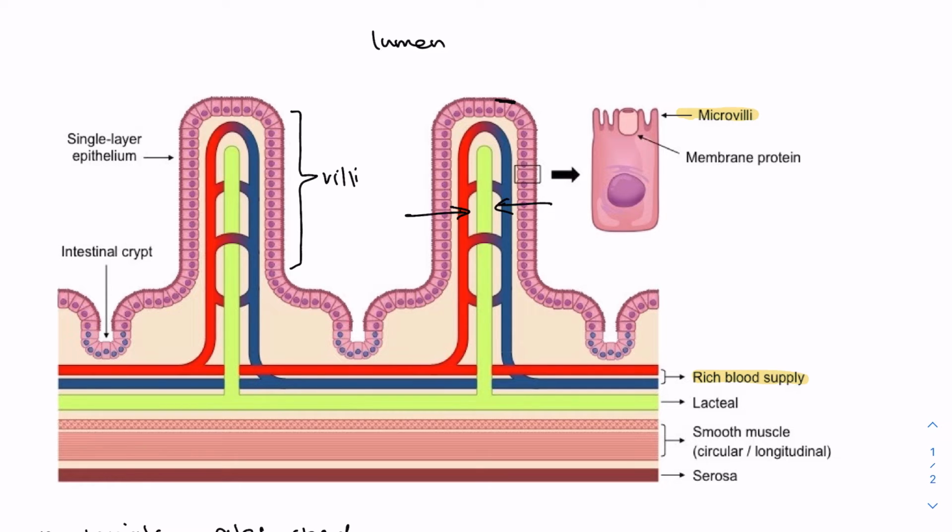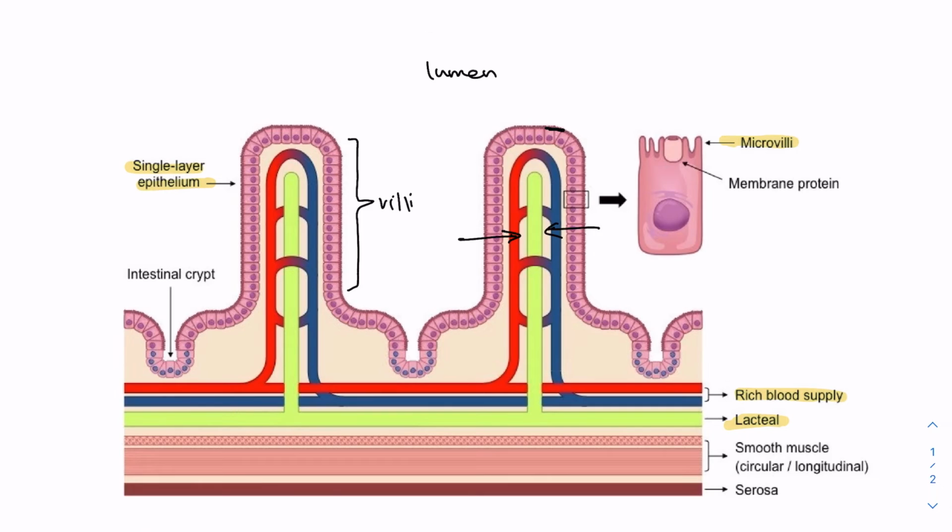Then there's a single layer epithelium, and this basically means that the diffusion distance between the lumen and the blood is really small. So the nutrients basically don't have to travel very far in order to be absorbed. Then we have the lacteal, which absorbs lipids from the intestine into the lymphatic system. Then we have intestinal glands, or exocrine pits, which are called crypts of Lieberkühn, and these release digestive juices.